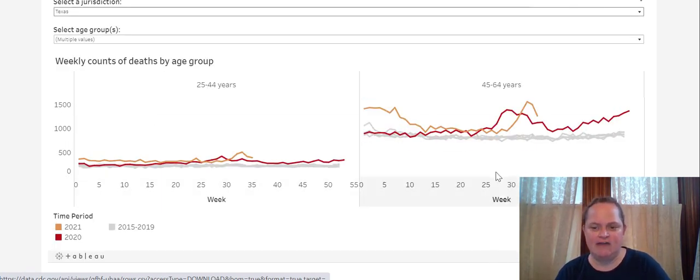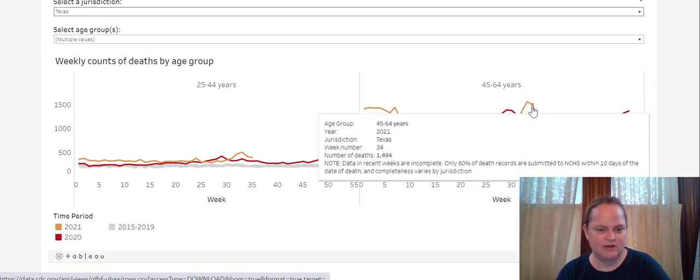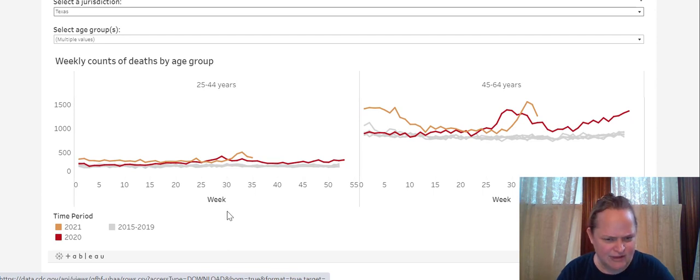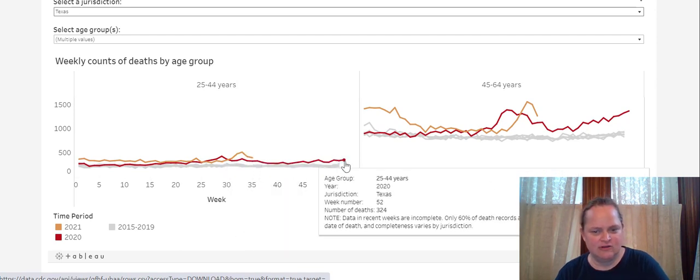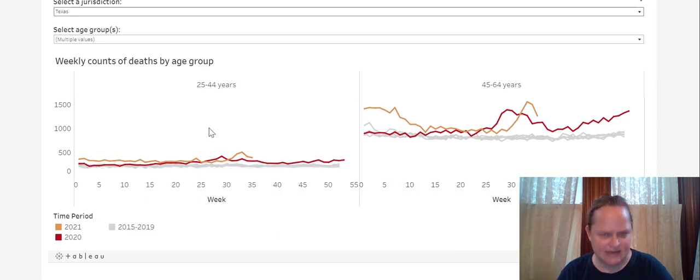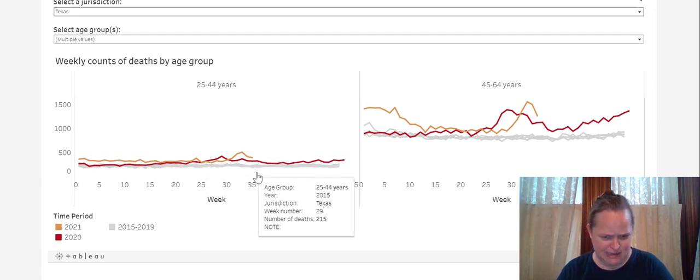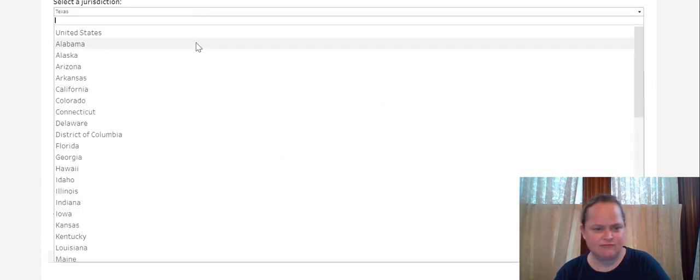So Texas, we have the summer 2020 wave, the winter wave, and the summer 2021. For 25 to 44, maybe there's a summer 2021 wave, kind of. At this level of analysis, where we're just using data visualization, what can we see? There is slightly a winter wave, but it doesn't really look like a wave so much as elevated mortality. Let's see, Florida.